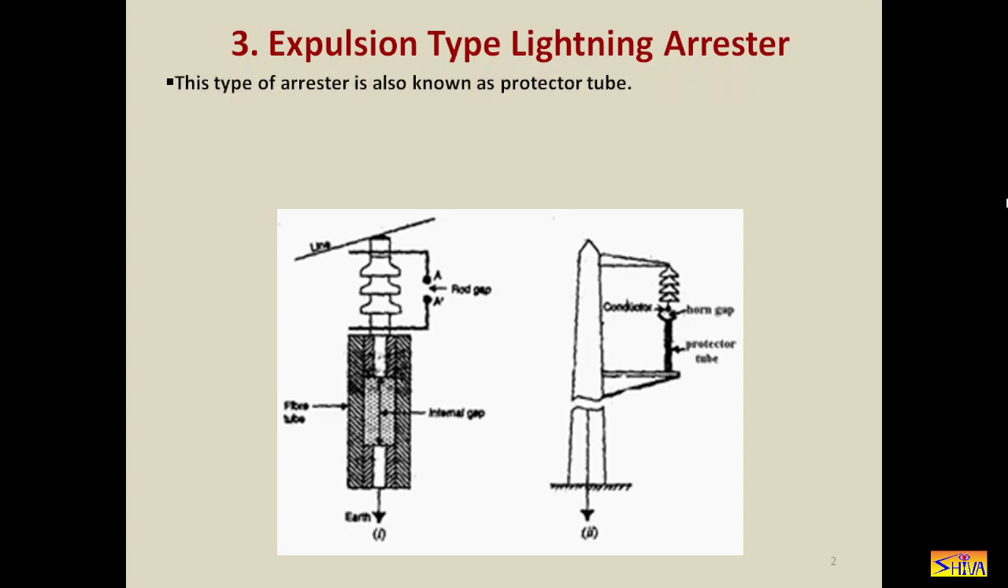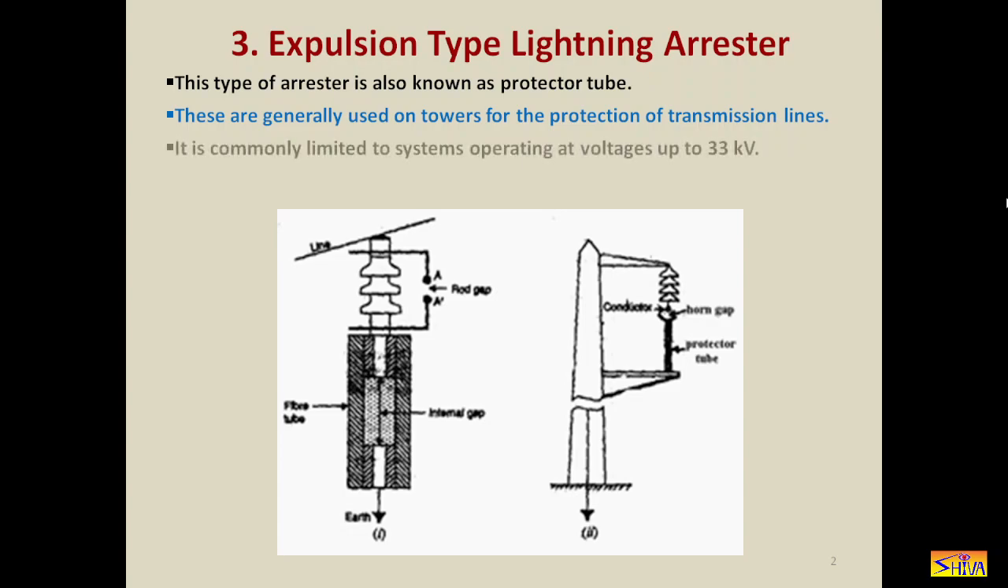This type of arrestor is also known as protector tube. Number 2, these are generally used on towers for the protection of transmission lines. It is commonly limited to systems operating at voltages up to 33 kV. And there is one expulsion arrestor under each line conductor. So this is the structure of expulsion type lightning arrestor, and this is how it looks when you observe it in the tower. So if you happen to see the transmission line tower up to 33 kV, you will see this type of structure there, this type of component there. That is nothing but the expulsion type lightning arrestor.